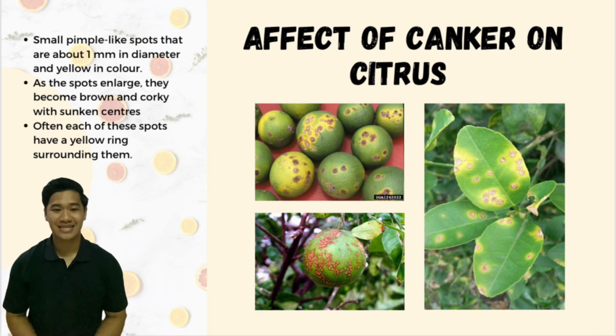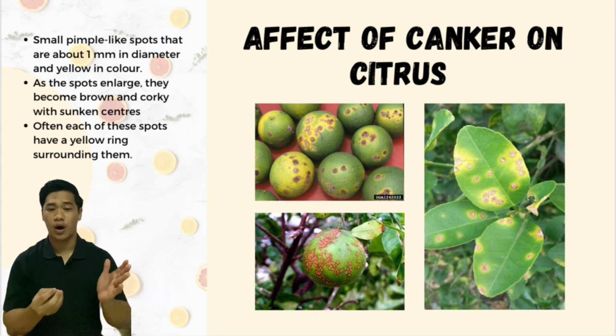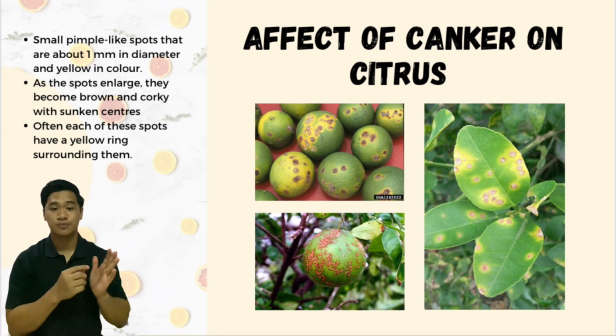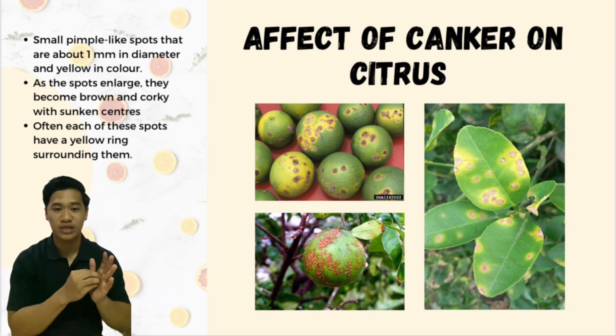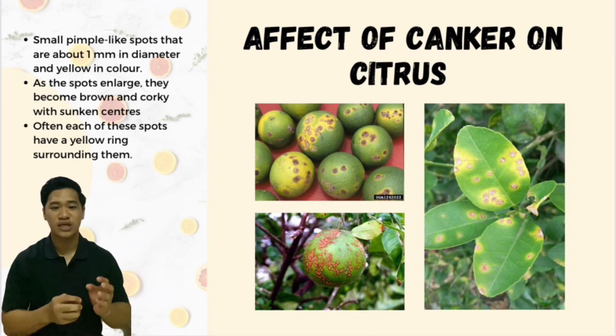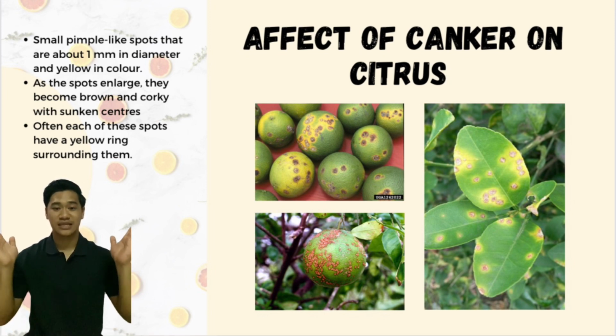We move to the next slide, which is the effect of canker on citrus. The disease begins as a small pimple-like spot that is about 1 mm in diameter and yellow in color. As a spot enlarges, it becomes brown and corky with sunken centers and raised edges. Often each of these spots has a yellow ring surrounding it, as we can see in the picture.